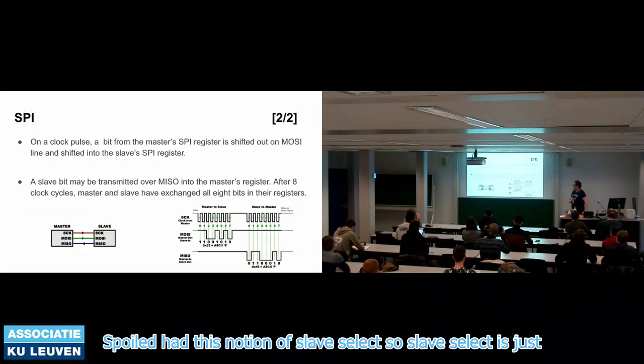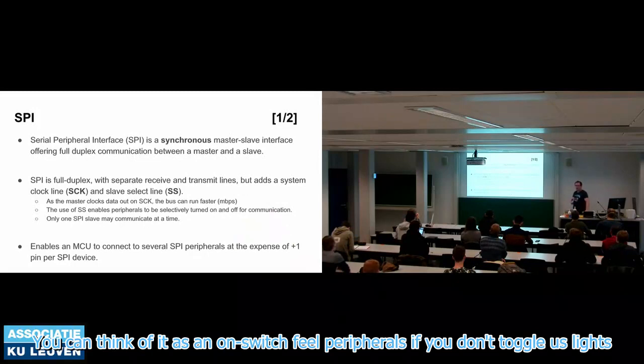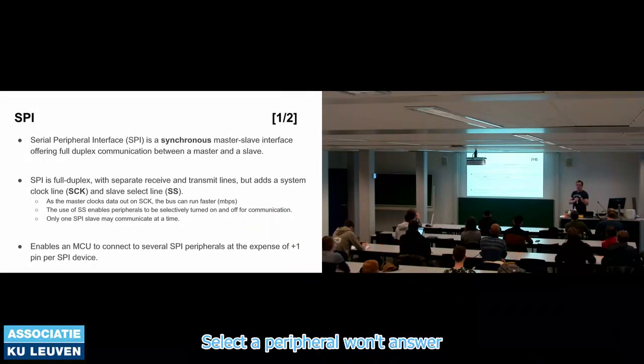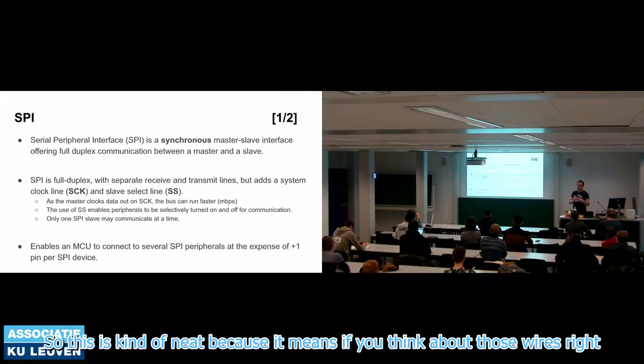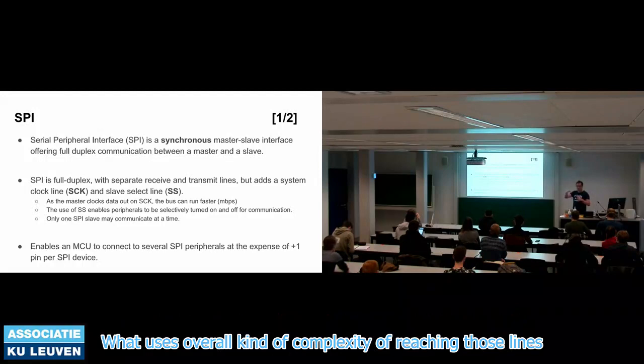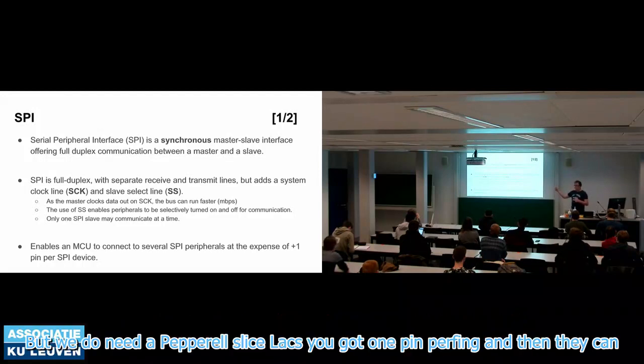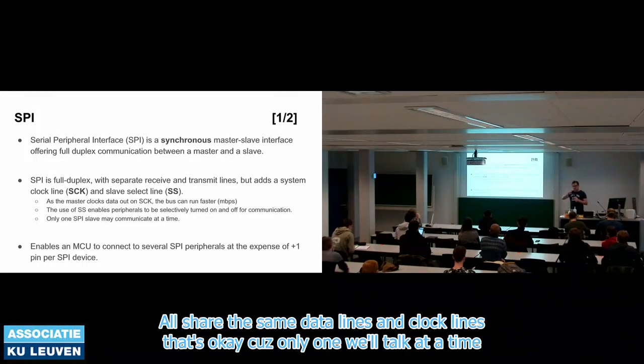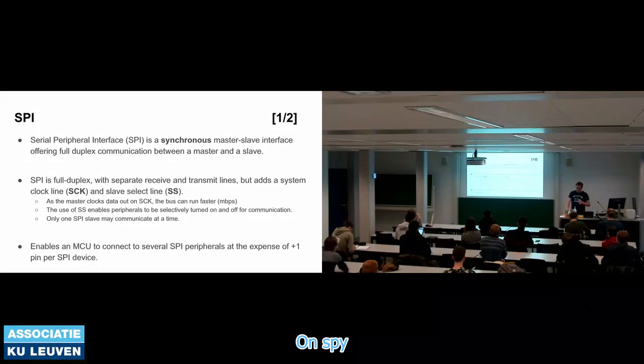SPI also had this notion of slave select. So slave select is just kind of like an on switch for your peripherals. If you don't toggle the slave select, a peripheral won't answer. So this is kind of neat because it means, if you think about those wires, we connect our clock and data lines to as many peripherals as we want, the same peripherals, that reduces overall complexity of routing those lines. But we do need a per peripheral slave select. So you've got one pin per thing, and then they can all share the same data lines and clock lines. That's okay, because only one will talk at a time on SPI.